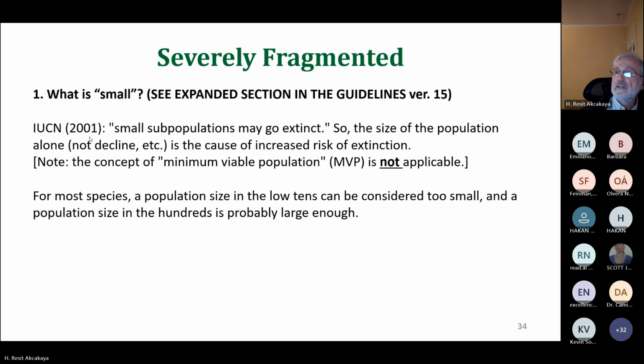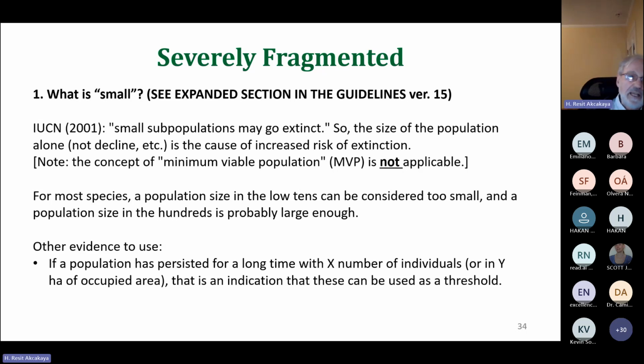So small populations that may go extinct is the critical thing here. So the size of the population alone is the cause of increased risk of extinction. You don't need decline, etc. Right? And someone has asked if the concept of minimum viable population is applicable here. It is not applicable. So for most species, this number will be at the very least in the low 10s. So numbers like 10, 20, 30 individuals should probably be considered as too small for any subpopulation. And the population size in the hundreds is probably large enough. So it's basically between those two, in the low 10s versus hundreds, that's the range where you decide what viable population is for your species.